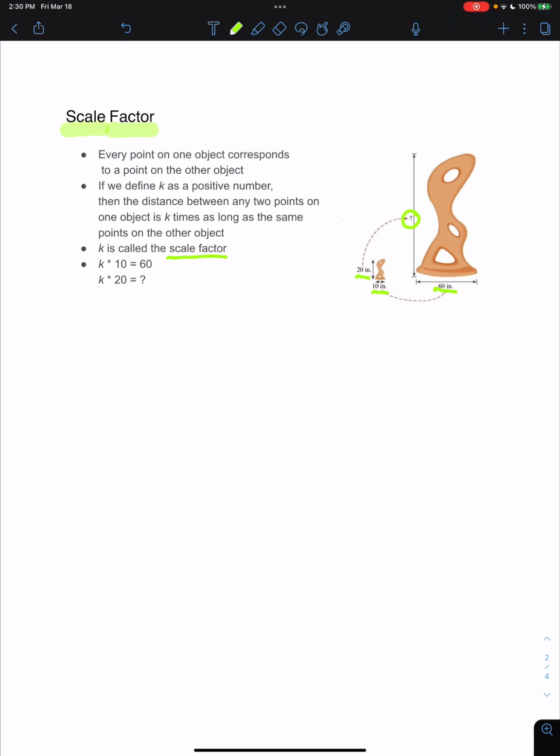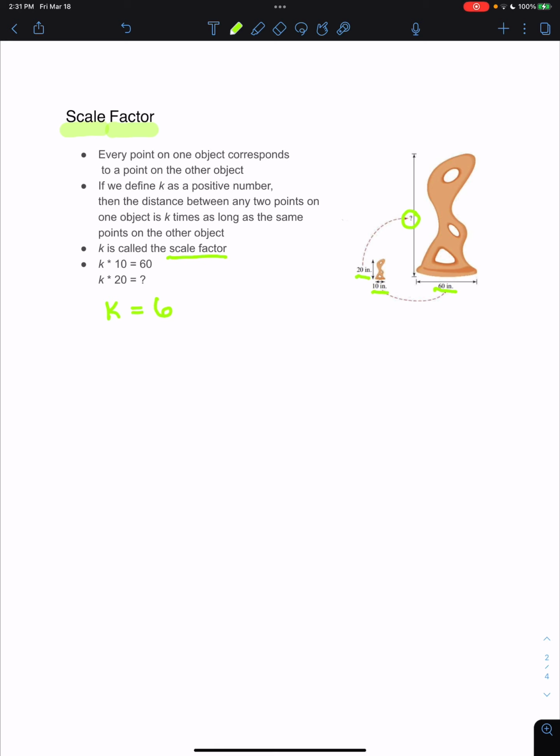So what we can see here is that to get from 10 inches to 60 inches, we need to multiply by a scale factor. And we call that scale factor k. Don't ask me why. It's just called k. It's just a variable. And so you can see that if we multiply 10 times a number, we get 60, and that number is 6. So our scale factor is 6.